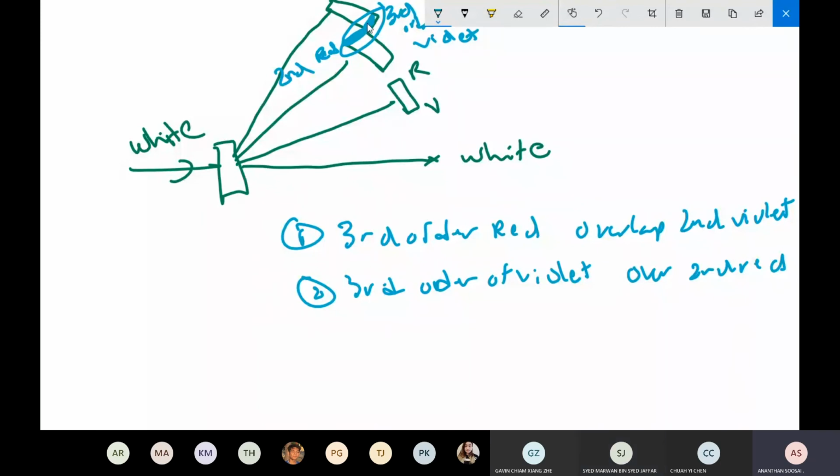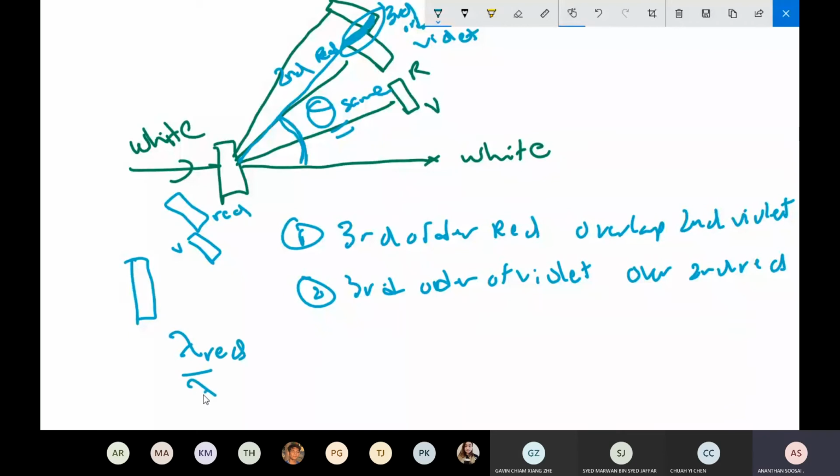Okay, when they are overlapping, what quantity is the same? The angle is going to be the same. Both will have the same angle. When overlapping happens, the angle is going to be the same. So in the exam they're going to ask like this: the second order of violet overlaps with the third order of red. Find the ratio of lambda red over lambda violet.